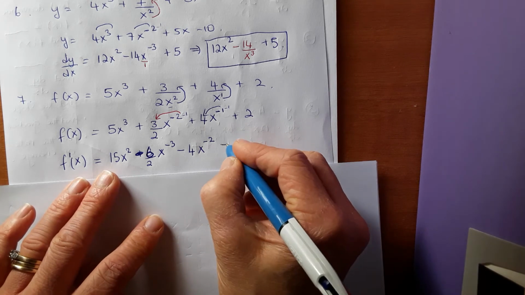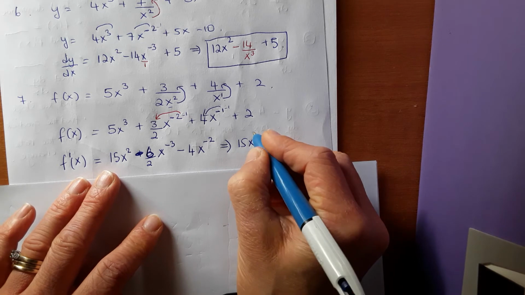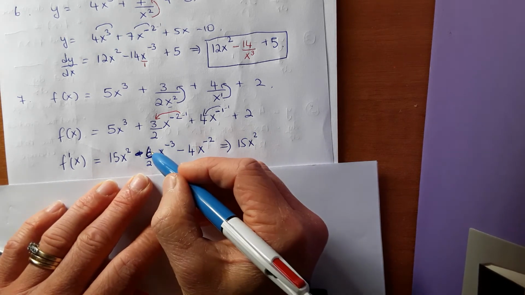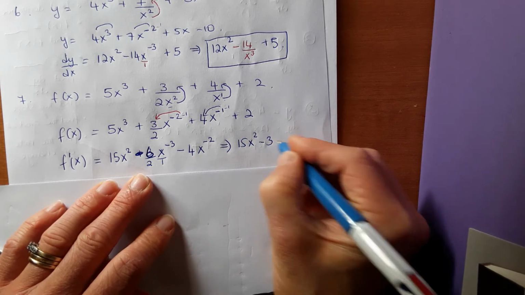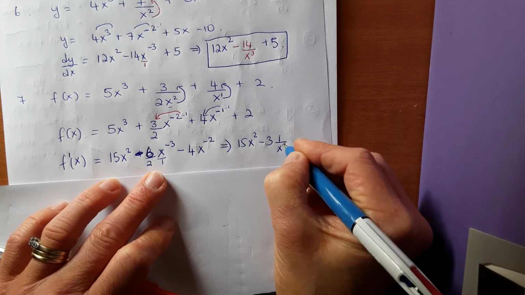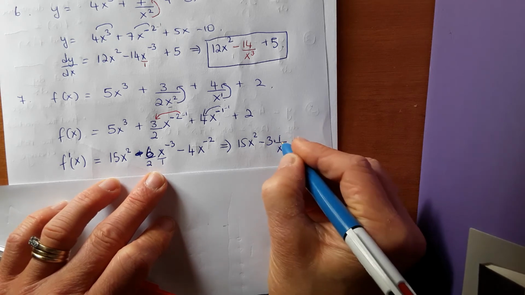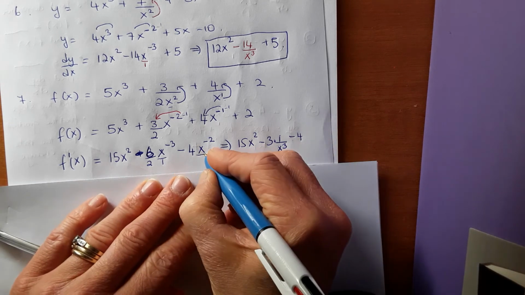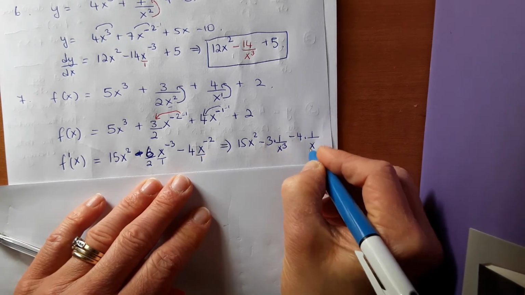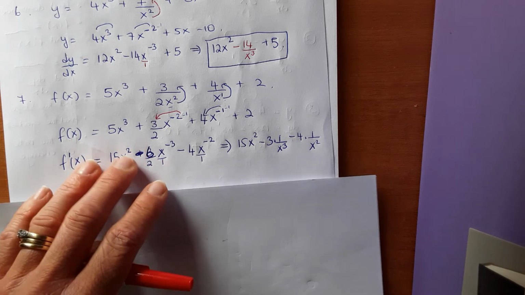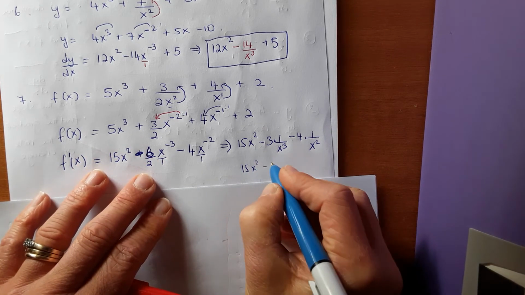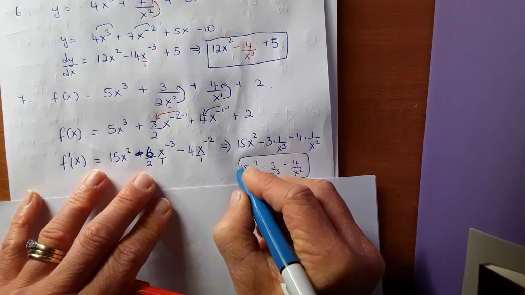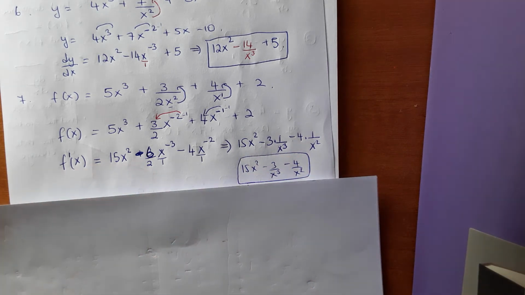So we tidy it up. What do I get? 15x squared is fine. This is over 1. It has to go under the line. 6 divided by 2 is 3. You have 1 over x cubed. So it's 3 by 1 over x cubed. This is the same. Minus 4 stays as it is. This is over 1 multiplied by 1 over x squared. So now I get 15x squared minus 3 over x cubed minus 4 over x squared. And this is f dash x, the slope function, or the derivative.